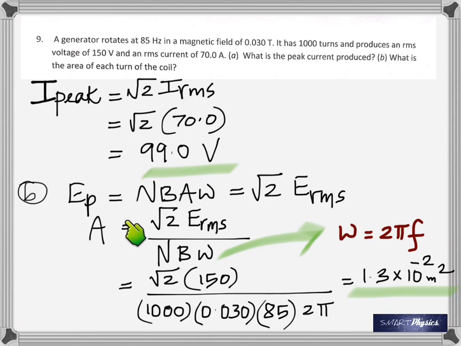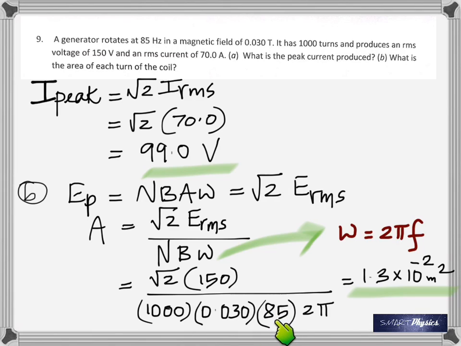Now rearranging that, you get the area. Substitute all the given quantities. The RMS voltage is given as 150. You have the number of turns, you have the magnetic field strength, and you have the angular frequency. Now, you have to be careful.